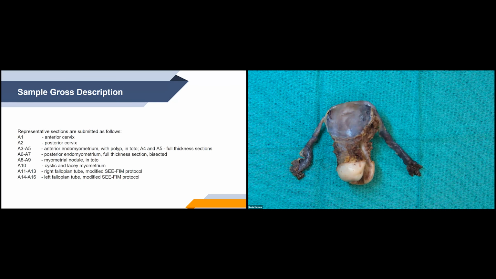And then here is our section code. So we did our anterior cervix, posterior cervix, the anterior endomyometrium with the polyp in toto. So we always want to submit the polyp entirely because it could harbor some type of hyperplasia or even a small foci of cancer. And then we did our posterior endomyometrium, myometrial nodule, and then the cystic and lacy myometrium, and then our fallopian tubes using that modified CFIM protocol.